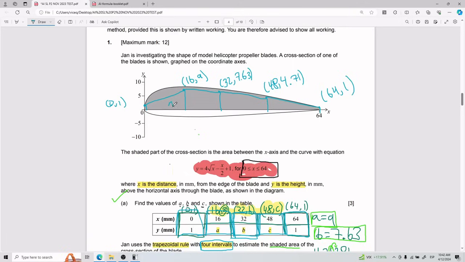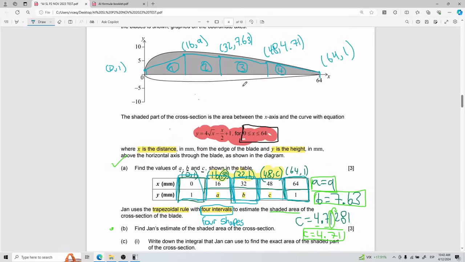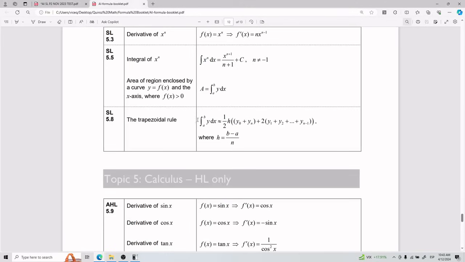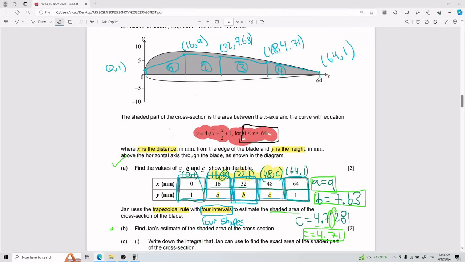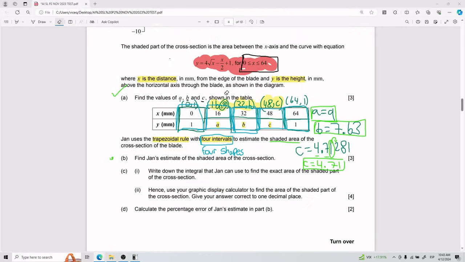So you're going to find the area of the first one, the second one, the third one, the fourth one, and that is the trapezoidal rule. The trapezoidal rule makes it a lot easier to plug in and find areas of the shapes. If I look at the formula booklet, here's my equation. Let me take a moment to write that equation, and we will be working from there.